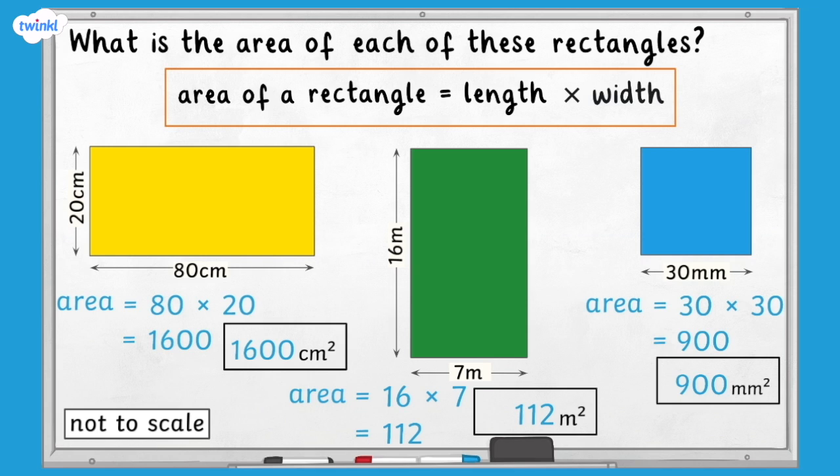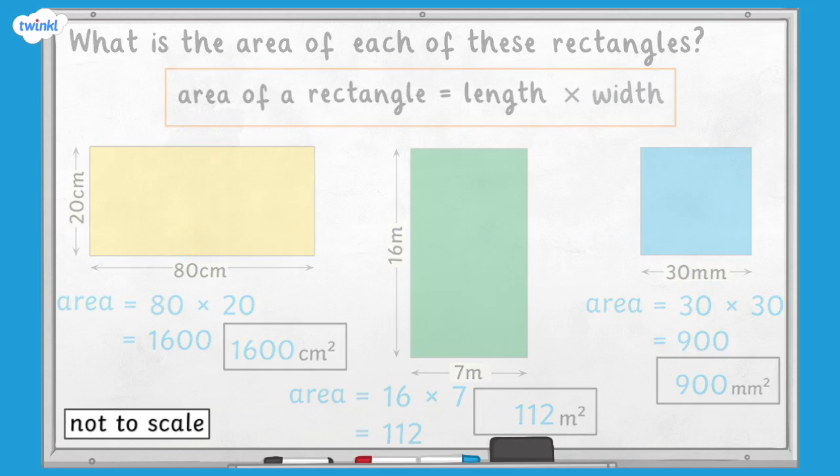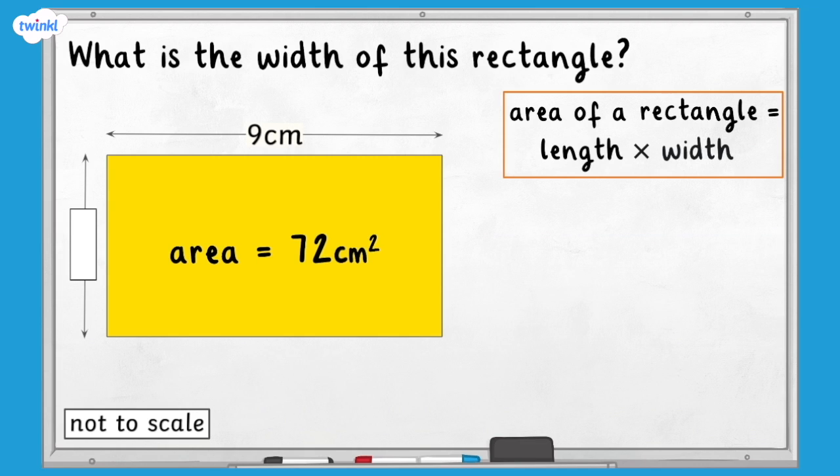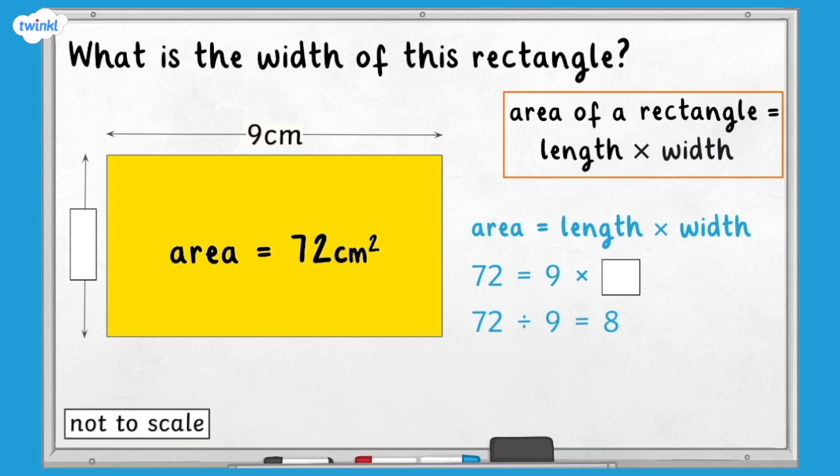We can also use a given area to calculate an unknown length or width. If the area of this rectangle is 72 centimetres squared and the length of the rectangle is 9 centimetres, we can work backwards through the formula using the inverse to find the width. 72 divided by 9 is 8, so the width of the rectangle is 8 centimetres.